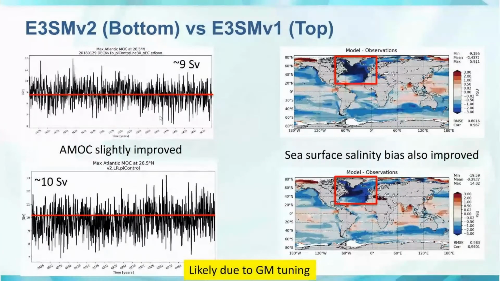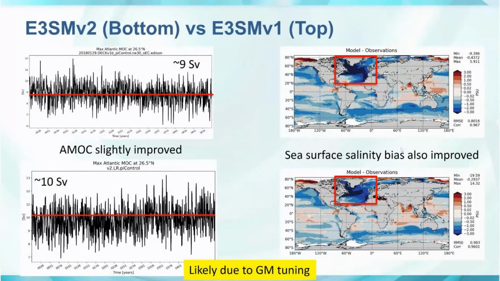If you look on the right-hand panel, you'll see that in particular, the North Atlantic salinity bias is quite a bit better, from the deep, deep blue across most of the North Atlantic to slightly less blue in the bottom panel. Our belief here is this is due to our reduction of the GM parameterization by roughly a factor of 2 in terms of the diffusion coefficient.